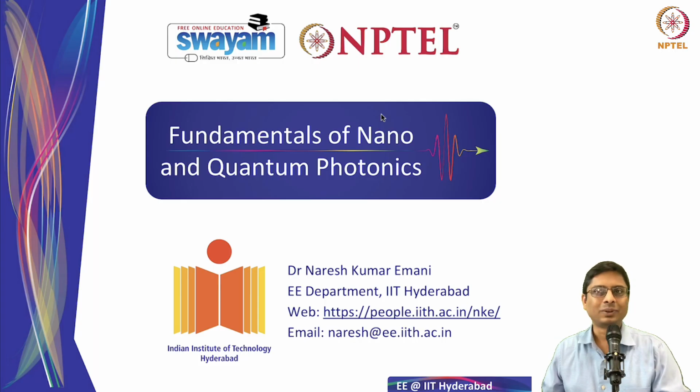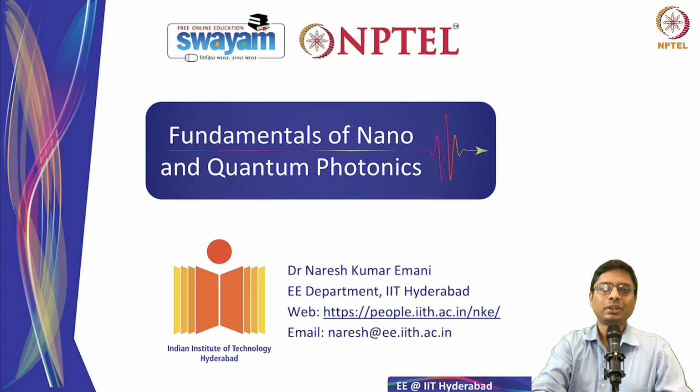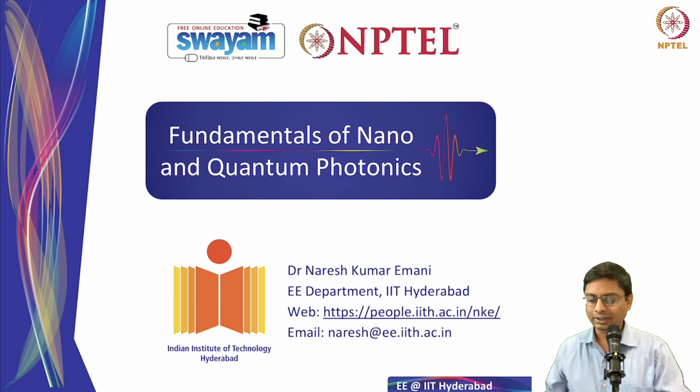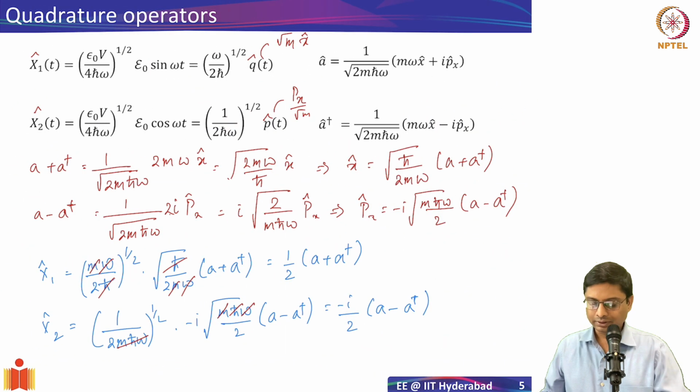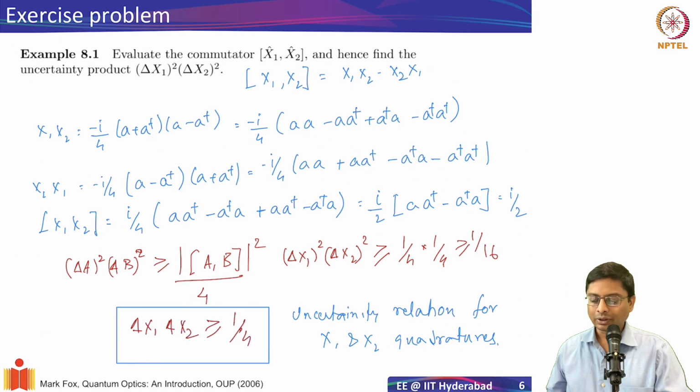Hello everyone, welcome back. In the last lecture we talked about the relation between the quadrature operators and the ladder, the raising and the lowering operators, and we related both of them. And in the end we solved a problem where we tried to evaluate the uncertainty relation for the quadratures x1 and x2.